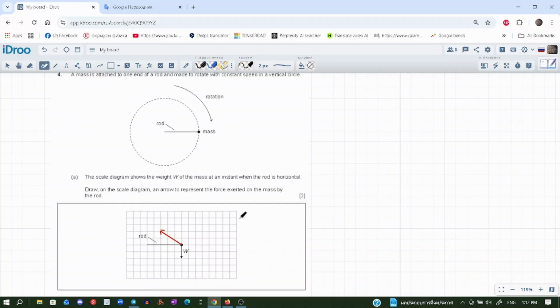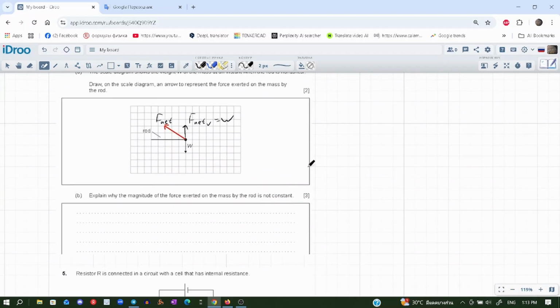We also can write down here that we are not sure about the horizontal length of this vector, but we are pretty sure about the vertical length of this vector F net. So it's F net vertical equals weight, right?